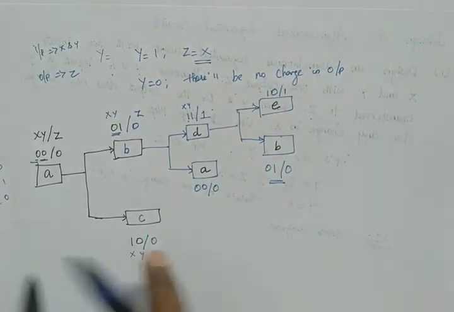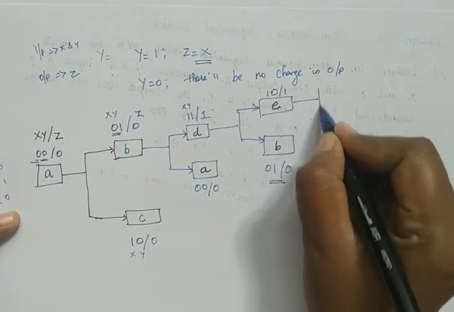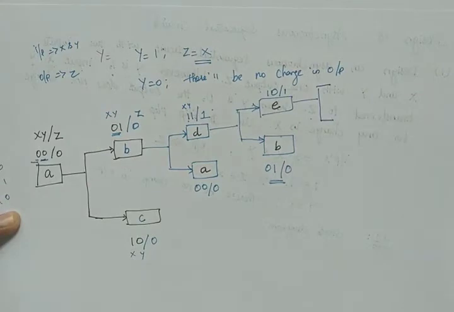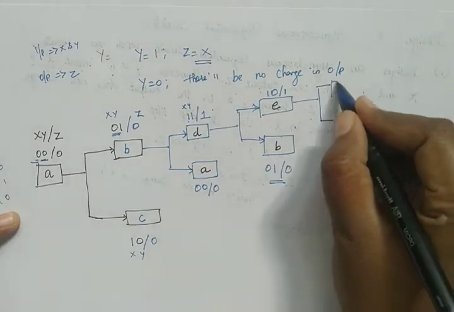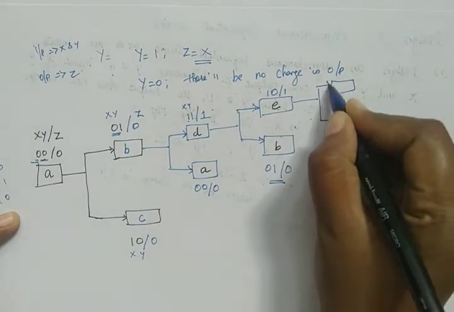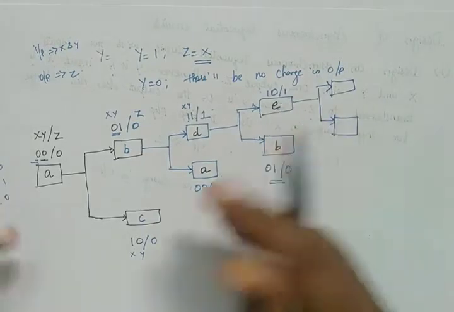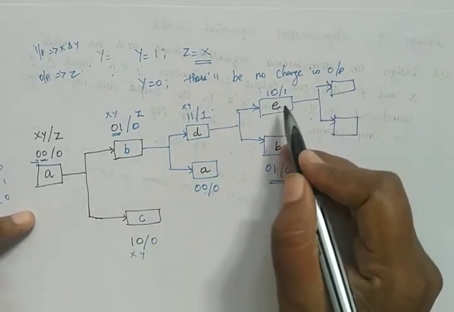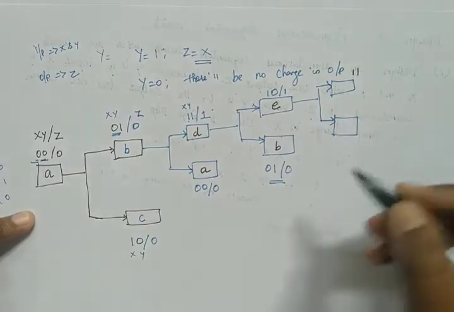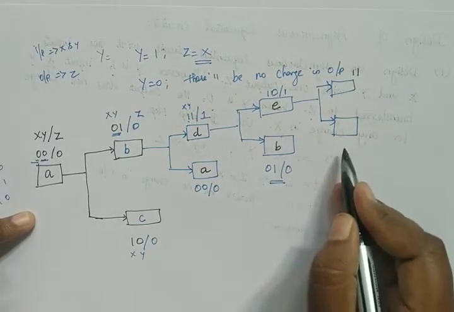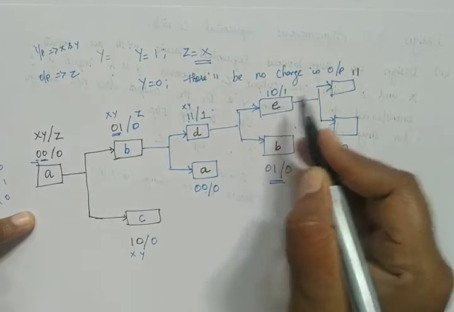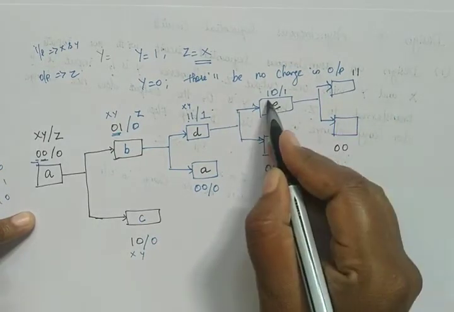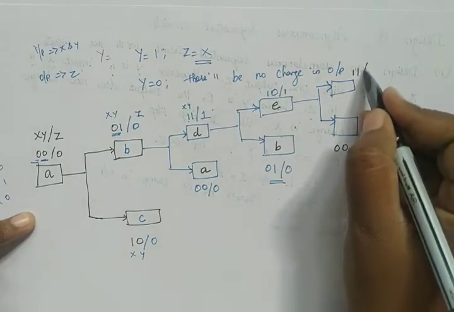Then again, if you continue this, here we have 1 0, isn't it? So if we change 1 bit, we will get 1 1, or if we change 1 bit, we will get 0 0. For 1 0, if we have 1 bit change, we can write this as 1 1, or we can write this as 0 0. Now what will be the output?